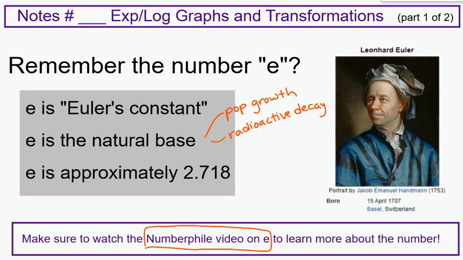And e is irrational, so you can't write it as a fraction. As a decimal, it goes on and on, infinitely far without repeating. But the approximate value of e would be really good for you to know. It's approximately 2.718, just like you know the approximate value of pi is about 3.14.